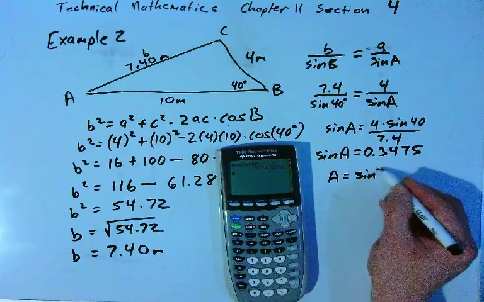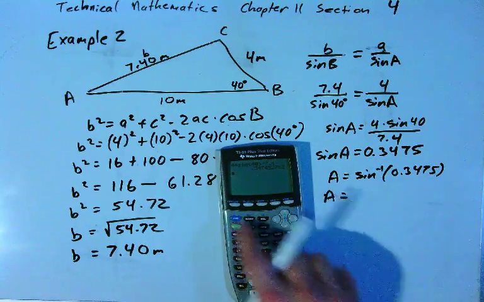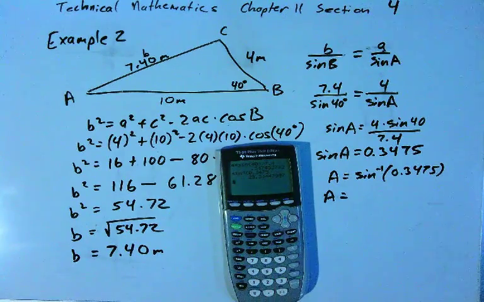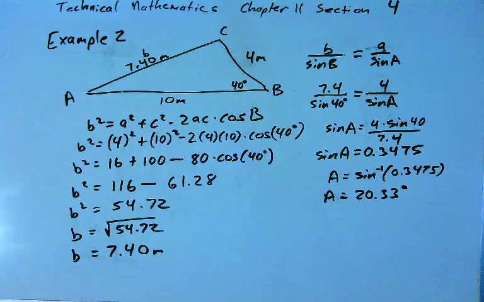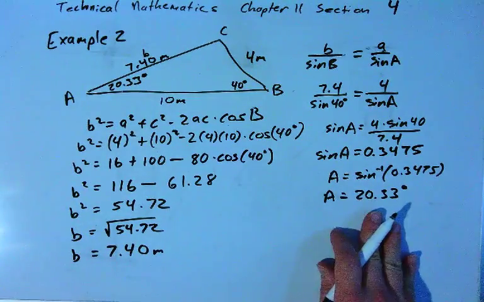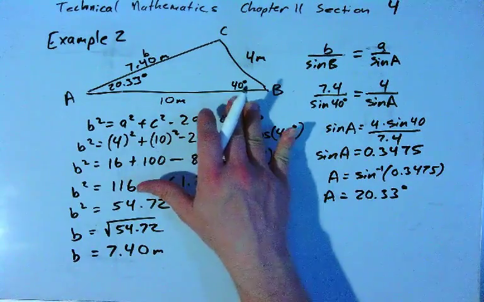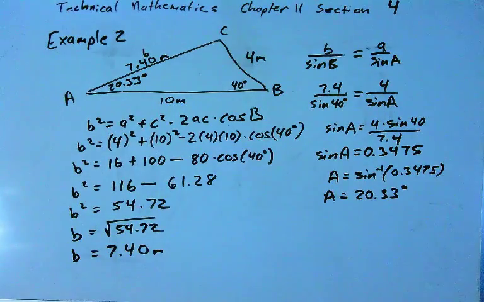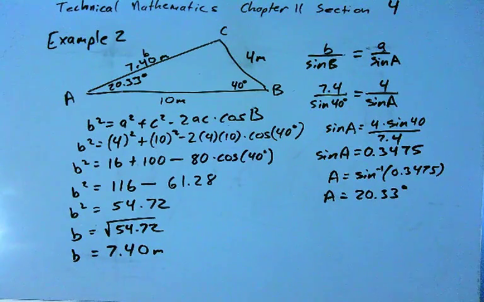Now we'll take the inverse sine of both sides. Okay, and A will be equal to the inverse sine of 0.3475, and we get 20.33 degrees. The picture really helps you visualize if you have the correct answers or not. If I had an answer like 60 degrees, that wouldn't really fit the picture that I've drawn. So this may not be exactly 40 degrees, but it's close. The ratio may not be exactly 10 to 4, but it's close. And so if my answer was way off, I would have had a good idea of that just by looking at the picture.